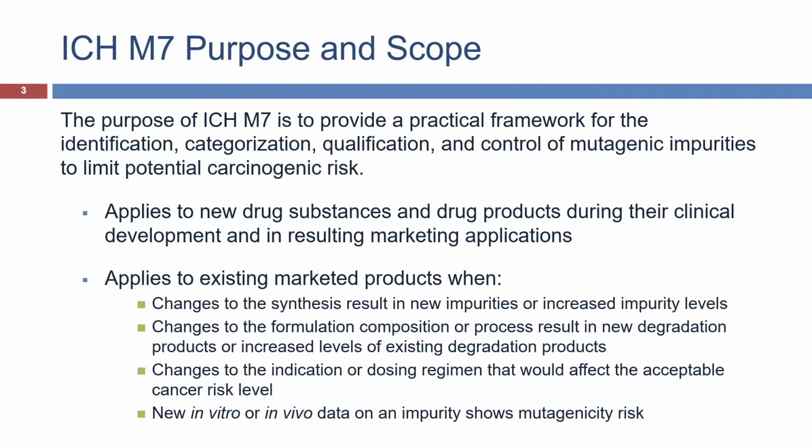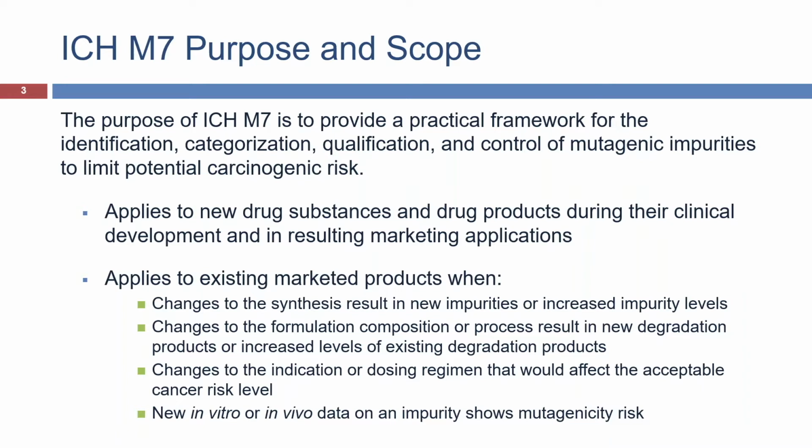So the purpose of ICHM7 is to provide a practical framework so we can identify, categorize, qualify, and control mutagenic impurities. The aim is to limit any potential carcinogenicity risk.